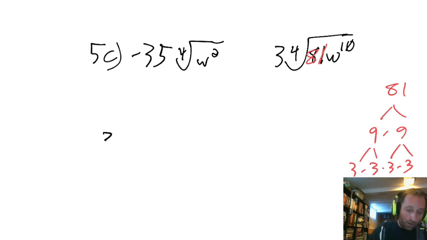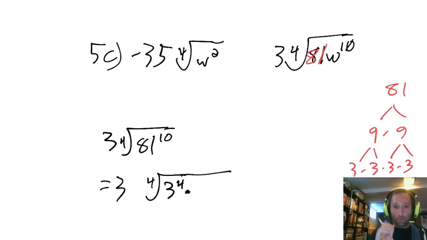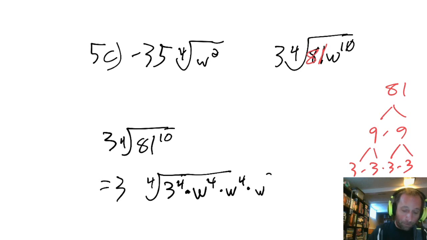I'm just going to do this in perhaps a shorter version this time. I'm not going to write out all 10 W's. I'm just going to group them into groups of 4. The fourth root of 3 to the power of 4 and W to the power of 10. How can I break that up into groups of 4? So I have W to the 4 times W to the 4 times W to the power of 2. So that's all going to multiply to give me W to the power of 10.